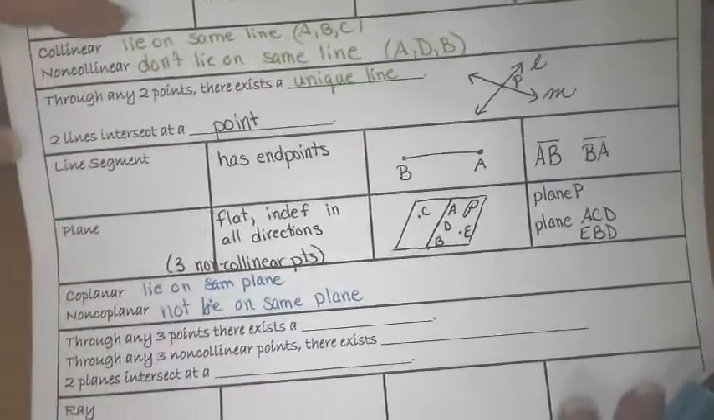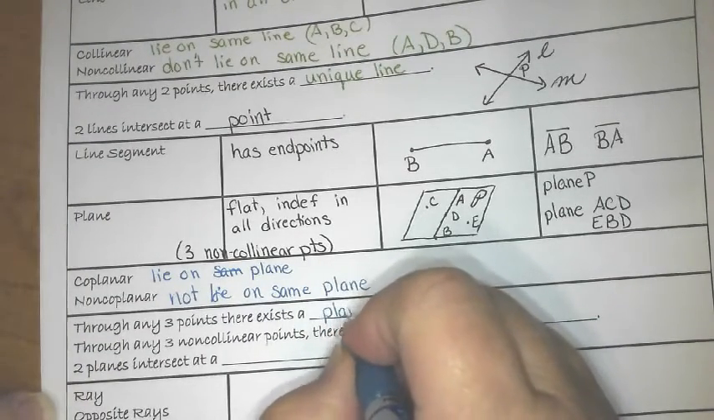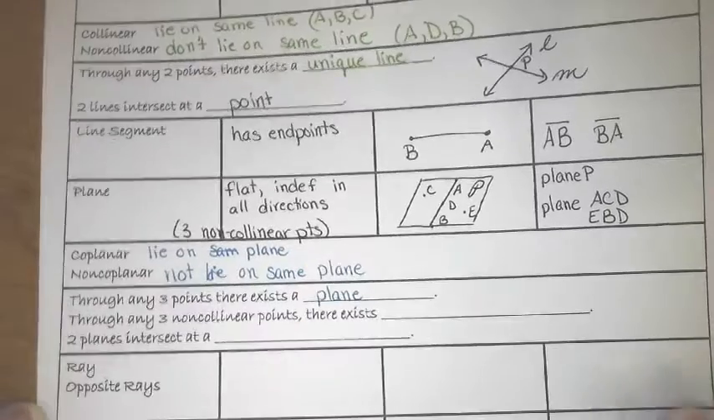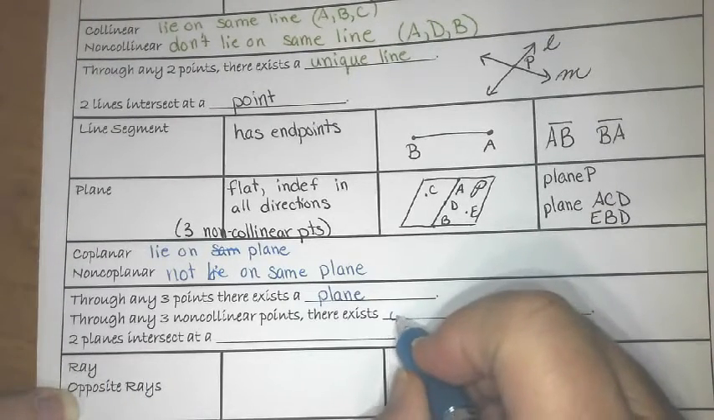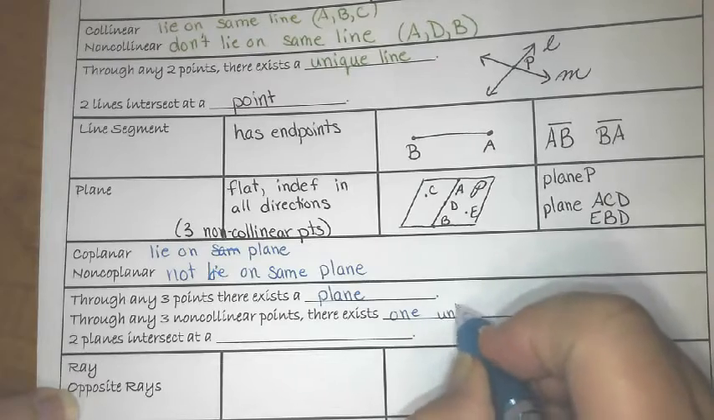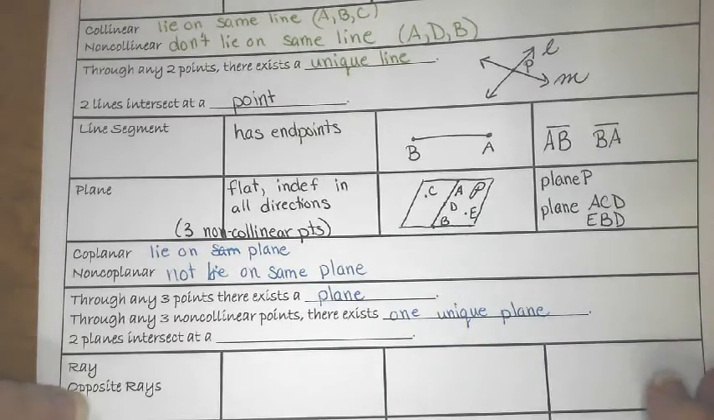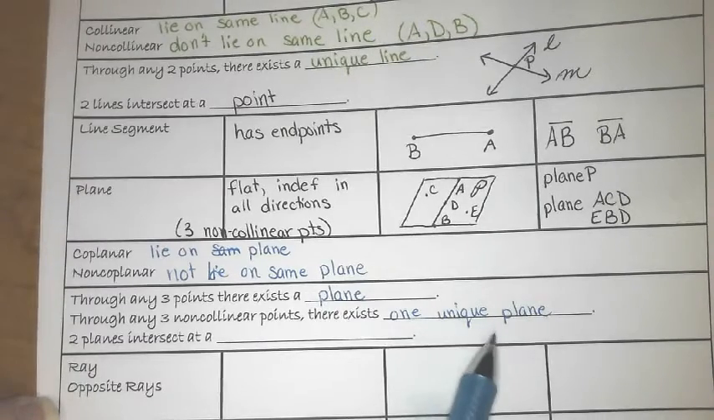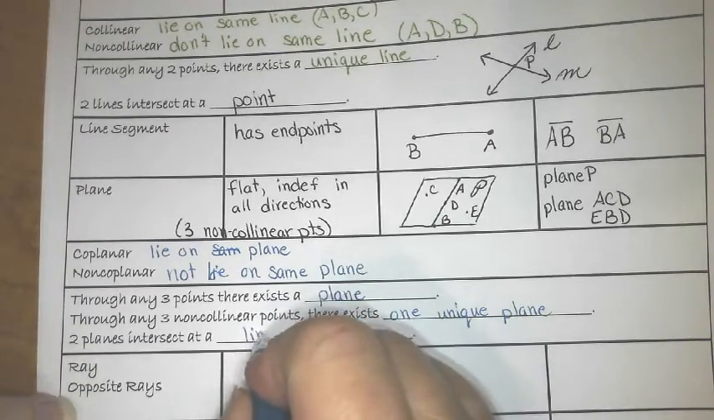A couple of rules about planes. Through any 3 points, there exists a plane. So without giving you a picture, if I said, do X, Y, and Z make a plane? You would say yes, because they're 3 points. But if they're 3 non-collinear points, there exists one unique plane. And I'll show you that in just a second. Let's look at this last one. 2 planes intersect at a line.